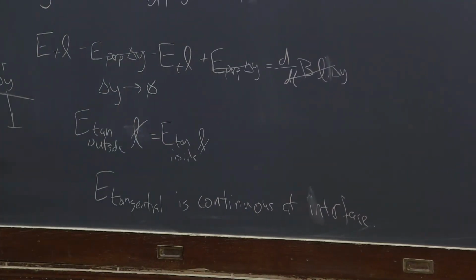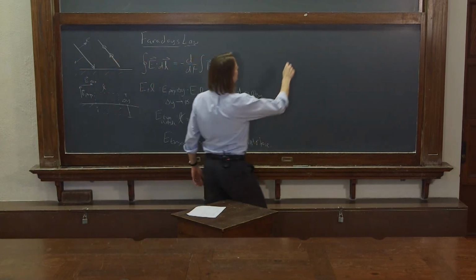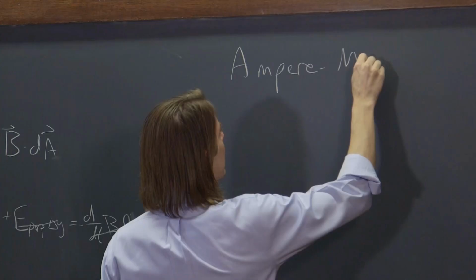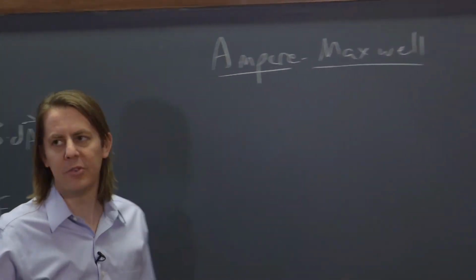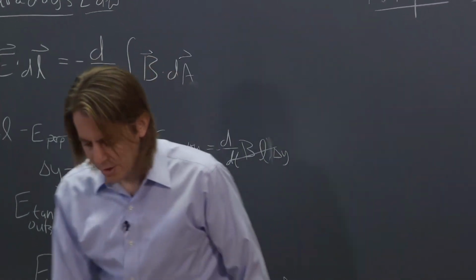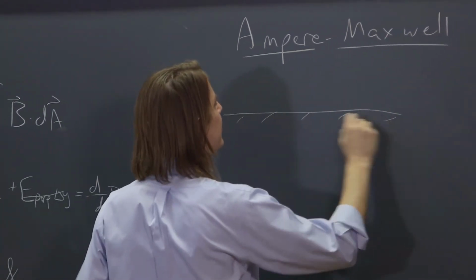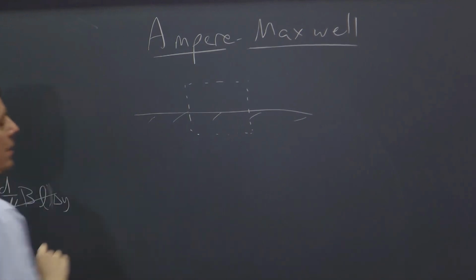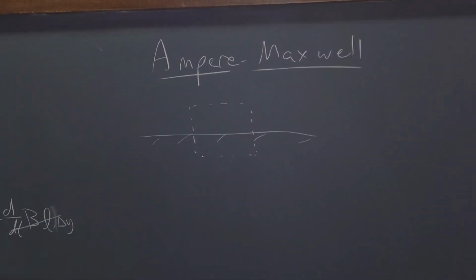Okay, so that's one conclusion we get from Faraday's law. Now we could do this for the Ampere-Maxwell law to see what happens to the B field. It's a very similar thing. We could again think about an interface like this, and think about some little area like that. I'm not going to do every step of the math. Again, we'll just get the idea.